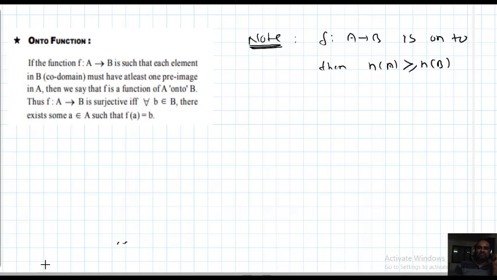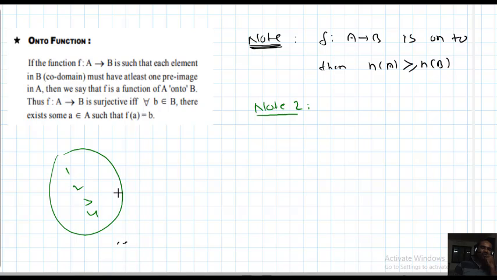Okay. Note 2. Students, observe. Here 1, 2, 3, 4 is given as set A, and here A, B is given, only 2 elements in the second set. How many one-one functions exist from A to B? That is interesting. How many onto functions exist from A to B?